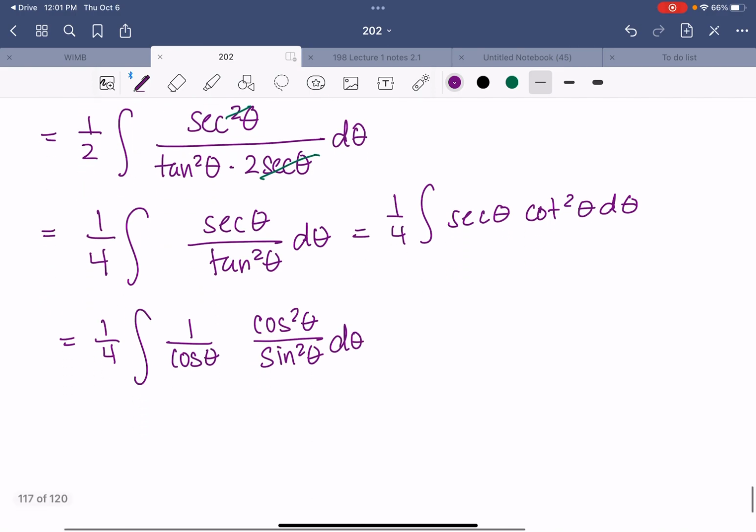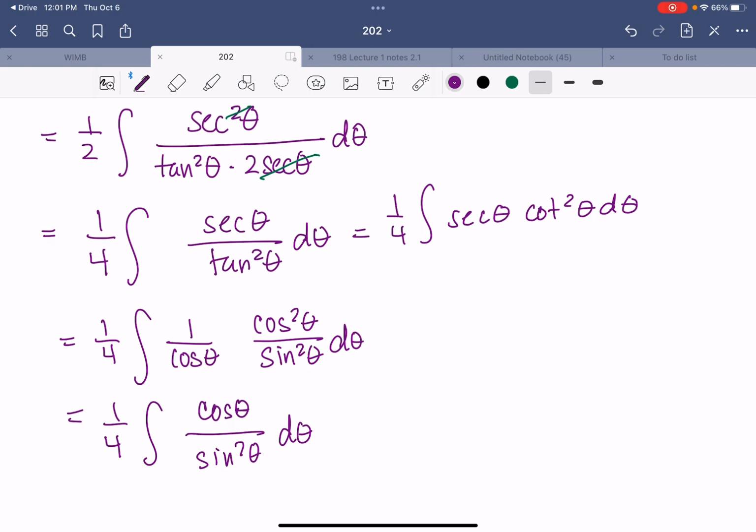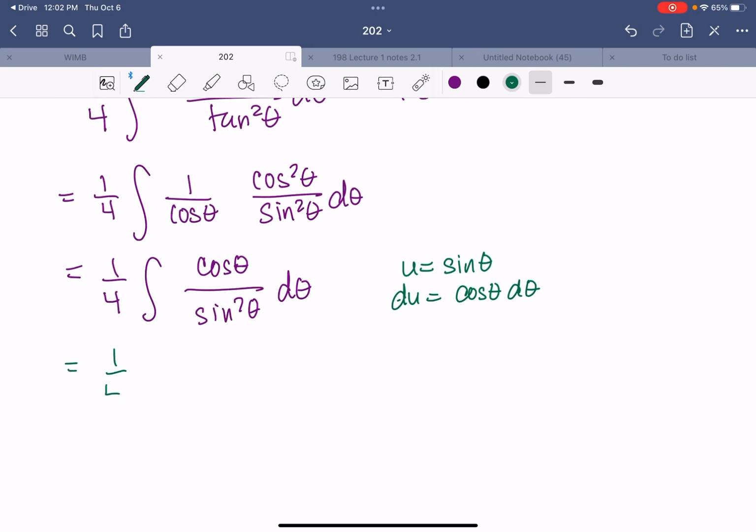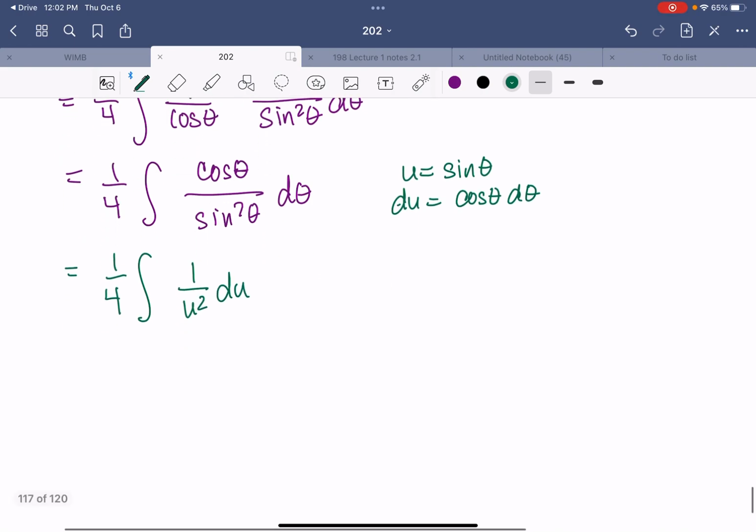And now you'll notice that one of my cosines will cancel. And I'm really looking at the integral of cosine theta over sine squared theta, d theta. And now I can use a u sub. If I u sub for sine theta, then du is cosine theta d theta. And I can make this 1/4 the integral of 1 over u squared du. That I know the antiderivative of, which is negative u to the negative 1 plus a constant.